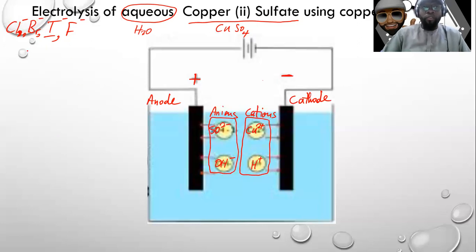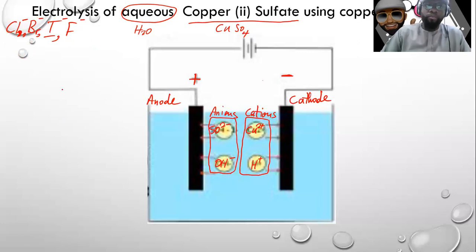If you've got a diluted solution and it consists of a halide ion, the product at the anode will be oxygen because the conditions are clear. You must have a concentrated solution, not diluted, and the halide must be present. For any other scenario, the product at the anode will be oxygen. So if you've got a concentrated solution but no halide, then what would be the product at your anode?